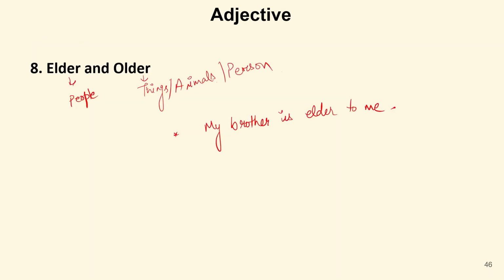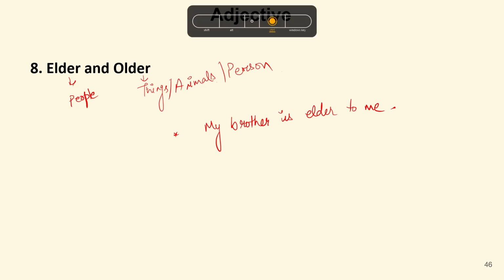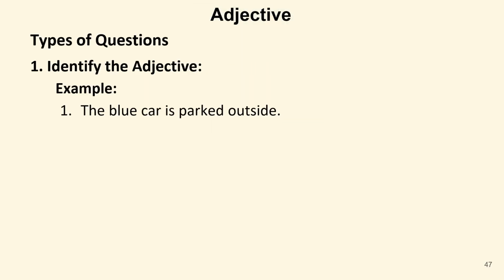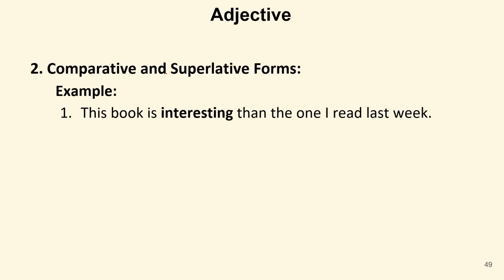Now we'll do some types of questions based on adjectives that you might encounter in your exam. So types of questions that are asked from this part, adjectives. First question is to identify the adjective. The blue car is parked outside. Now car is a noun and the word blue is qualifying it. So this is a descriptive adjective. So blue is an adjective.